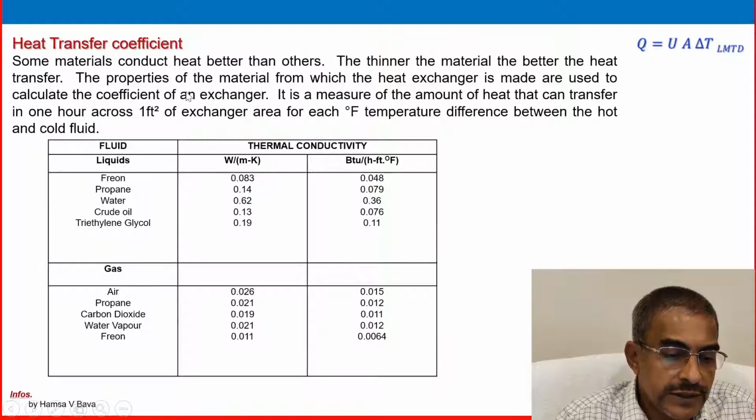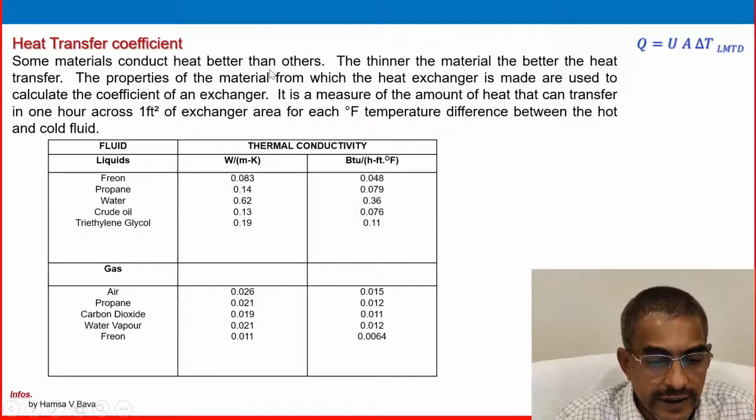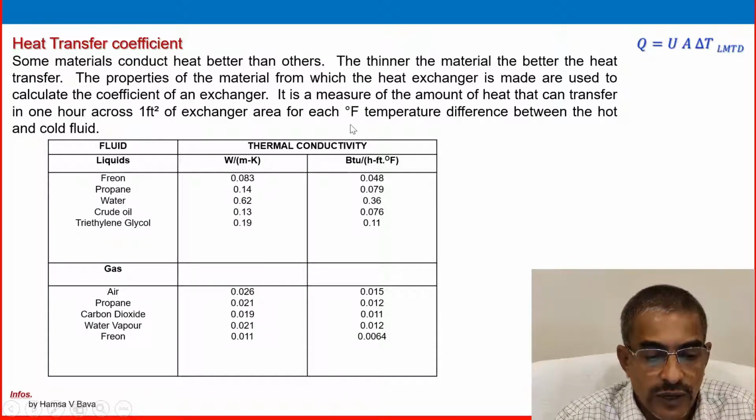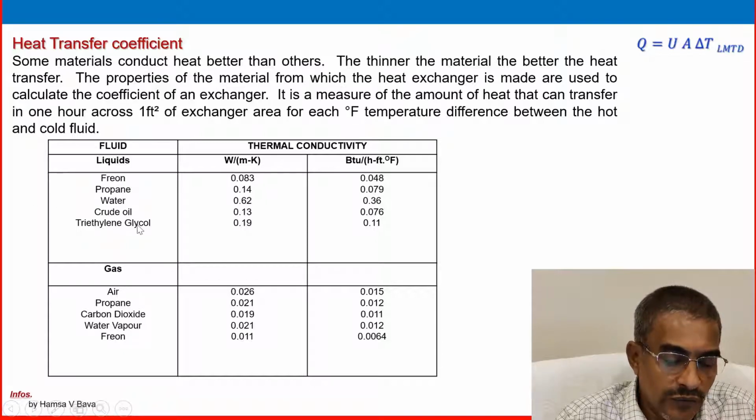Heat transfer coefficient. Some materials conduct heat better than others. The thinner the material, the better the heat transfer. The properties of the material from which the heat exchanger is made are used to calculate the coefficient of the heat exchanger. It is a measure of the amount of heat that can transfer in 1 hour across 1 square foot of exchanger area for each degree Fahrenheit temperature difference between hot and cold fluid.